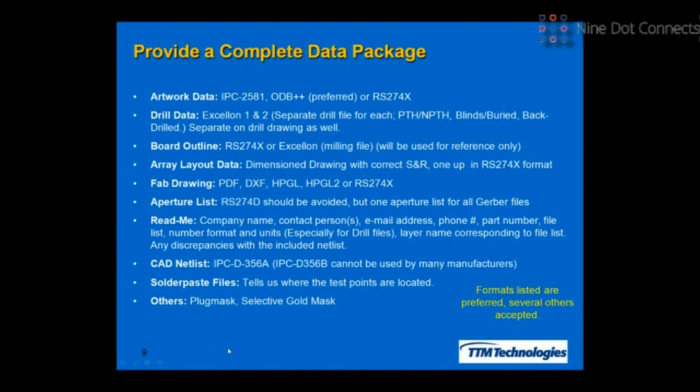We like to have the solder paste files at TTM, and the reason for that is it tells us where the test points are going to be located because they get solder pasted. Or if you have a solder mask and solder paste files supplied, we're going to check the two against each other, and if they don't jive, we're going to raise a flag and say, hey, something might have been overlooked here. We're not experts, but we want to use a second set of eyes and take a look at that. And if there are any other types of files necessary, such as solder mask plugging or selective gold masking, you always have to make sure that those are also supplied.